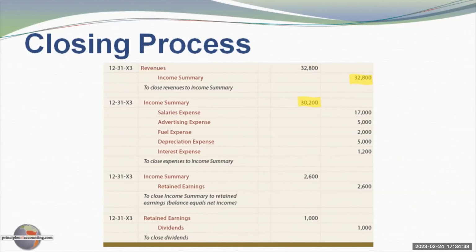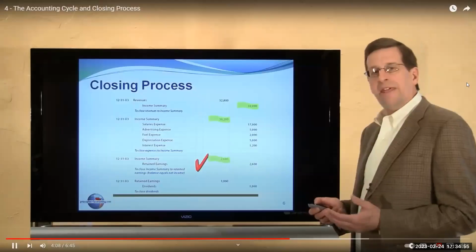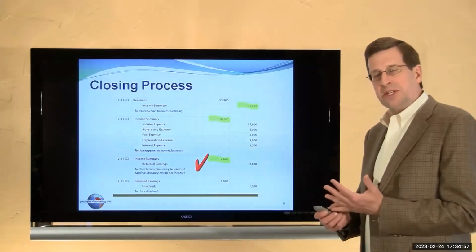That gives us a net balance of $2,600 in the income summary account. That corresponds to the net income of the business, and that is what is closed out then to retained earnings. So here I'm debiting income summary, $2,600, and crediting retained earnings in this particular entry. And notice now that would cause the income summary account to have a zero balance.